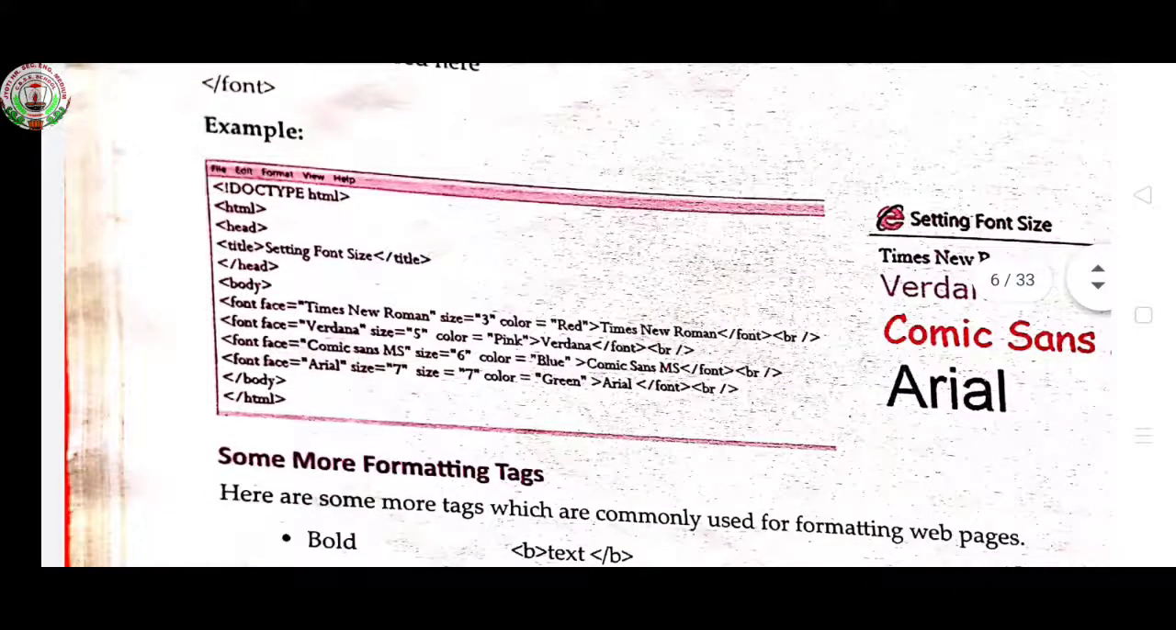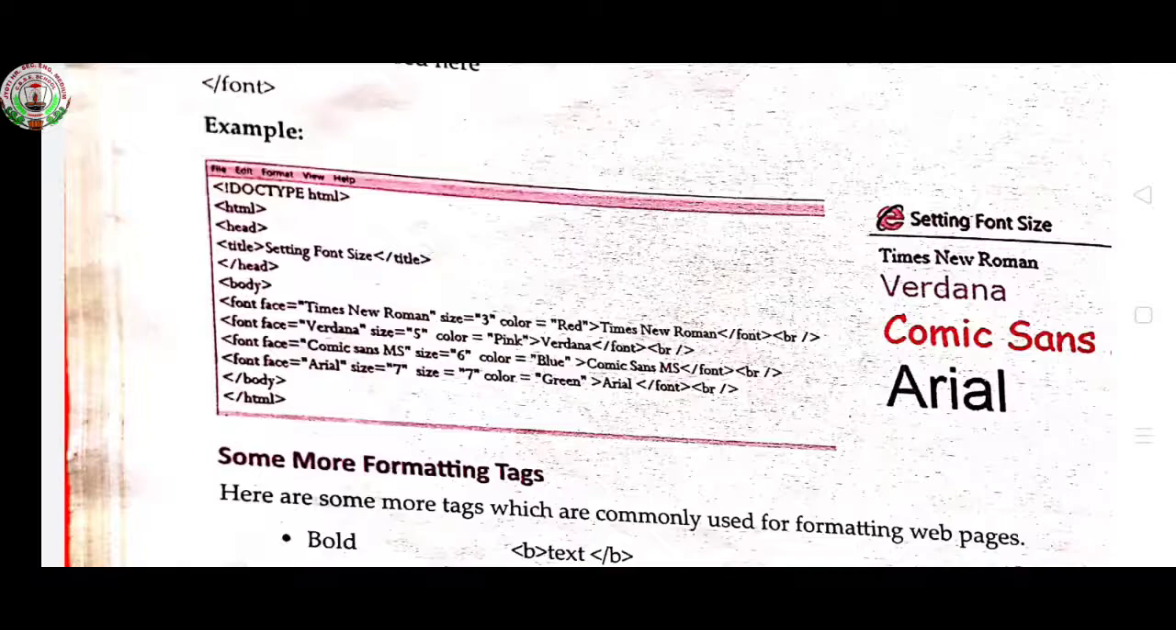Here is an example. HTML, head, you give the title name, close title, close head tag, start body tag, opening tag font face equals, in inverted commas, Times New Roman, size equals 3, which is the default, color equals red, close the tag, and inside you write something and then close the font tag. Then here BR. Then again the next face is given, then a third face is given. You can use any number of font tags in your HTML, and according to that you will get the output.